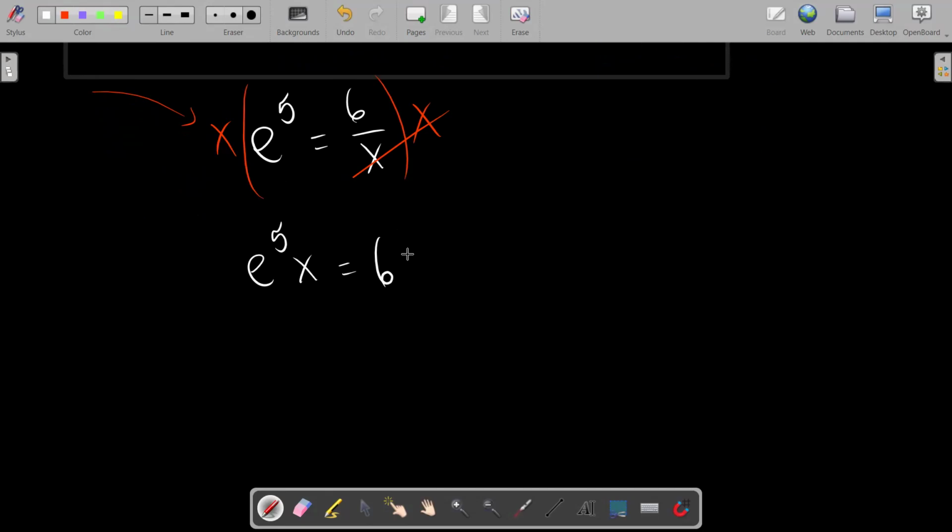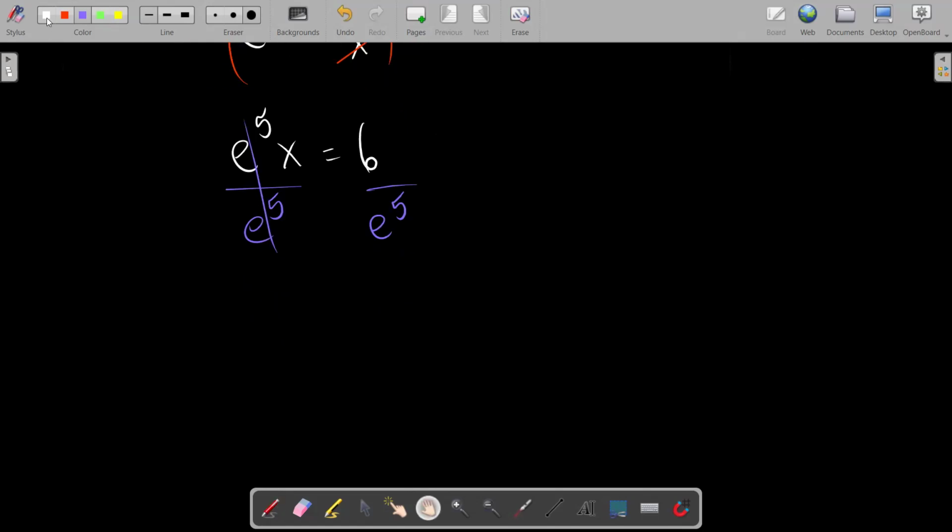It's weird. You might be inclined to write x e to the fifth, but remember that e to the fifth is not a variable value. So all mathematicians would tell you that your number should go before your variable when you're multiplying. So e to the fifth x equals 6, and then how do we finish the job and get x by itself? Correct. And we're done.